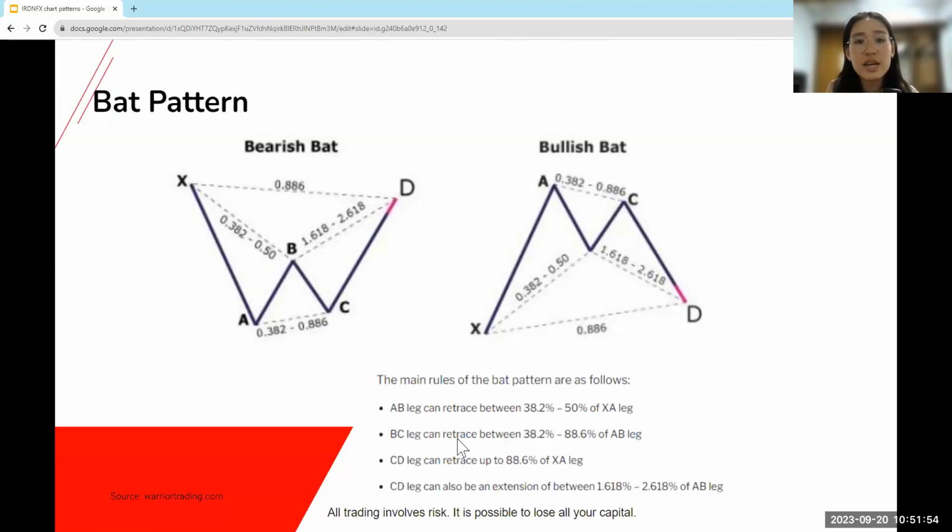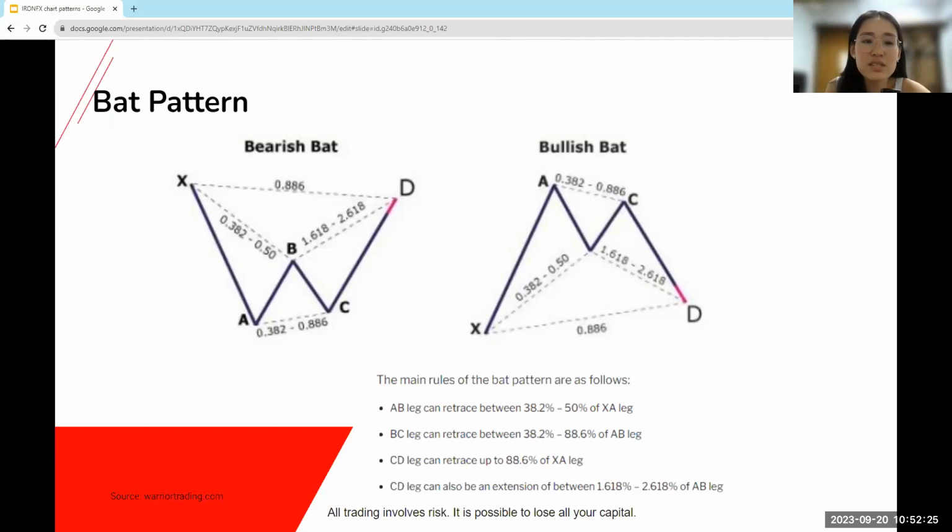The BC leg can retrace between 38.2 to 88.6% of the AB leg. And the CD leg can retrace up to 88.6% of the XA leg. The CD leg, so the last leg, can also be an extension of between 161.8 to 261.8 of the AB leg.